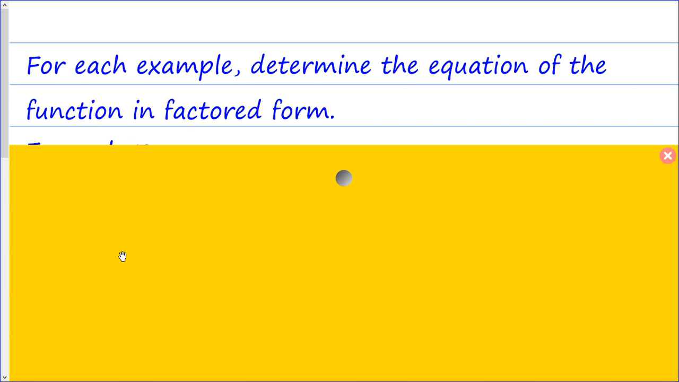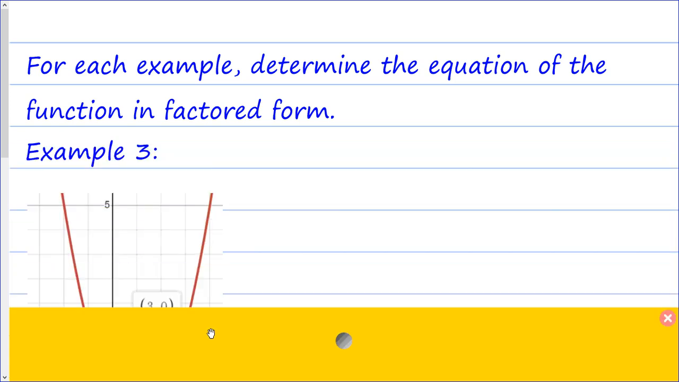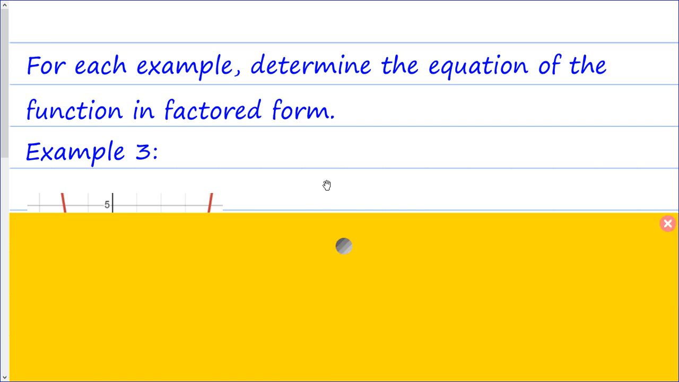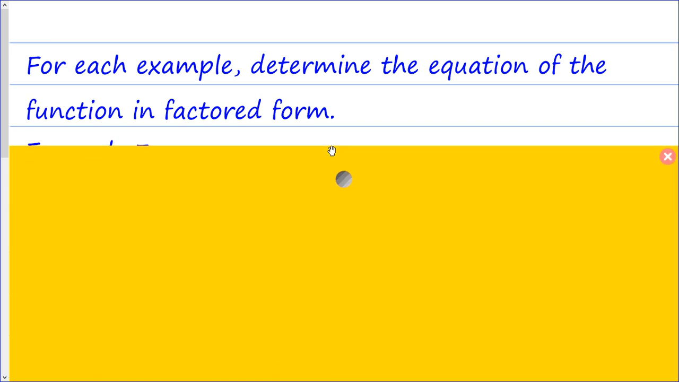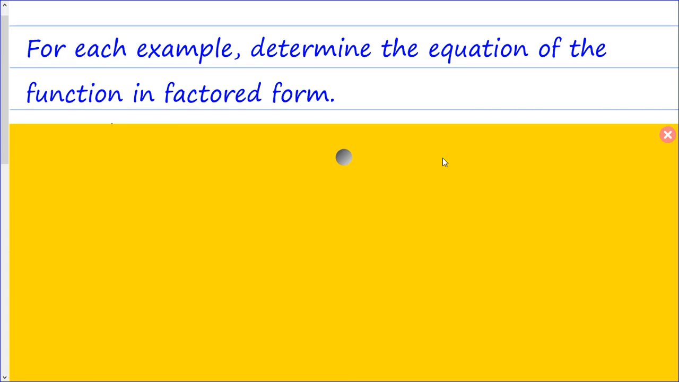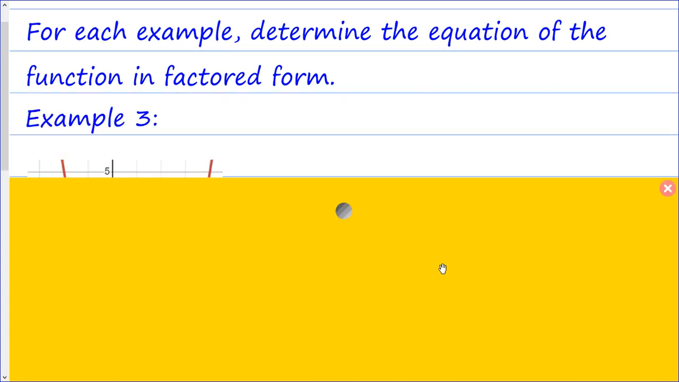So let's go ahead and write our instructions. For each example, determine the equation of the function in factored form. So this time I'm going to have a graph. So here's example 3. And I realized I did that kind of fast. So finish writing your instructions, so when you look back, you know what you're looking at. And then here's example 3.